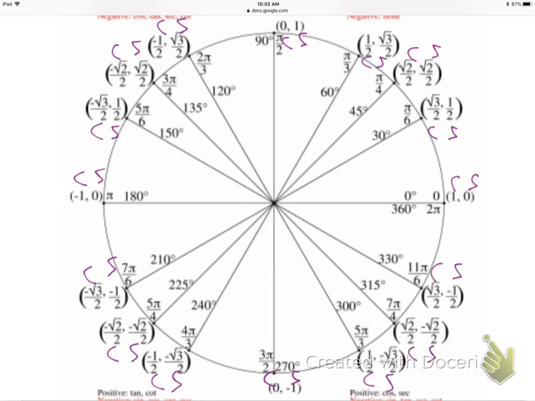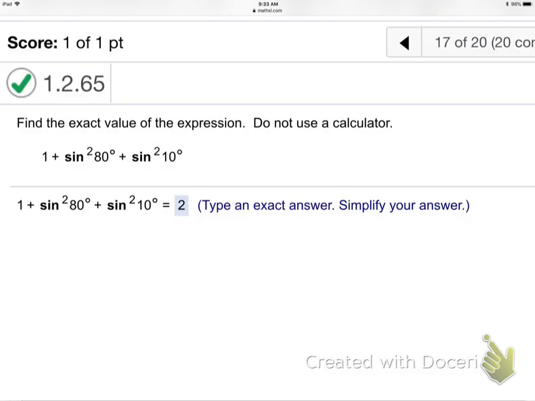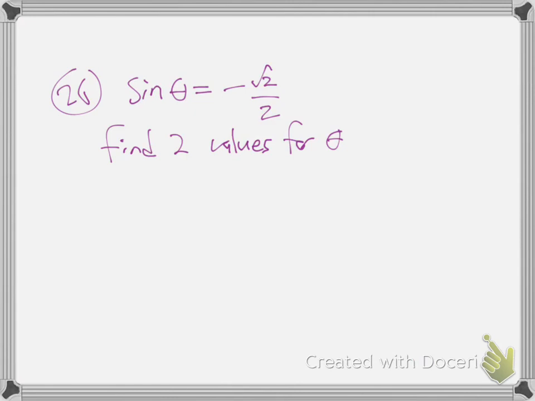Where do you see two places where sine is negative root 2 over 2? Here, 7 pi over 4, and 5 pi over 4. Everybody see that? Sine is negative root 2 over 2. 5 pi over 4 and 7 pi over 4. Done. That's all they want. 5 pi over 4, 7 pi over 4. I assume they want radians probably. If they want degrees, give them that.